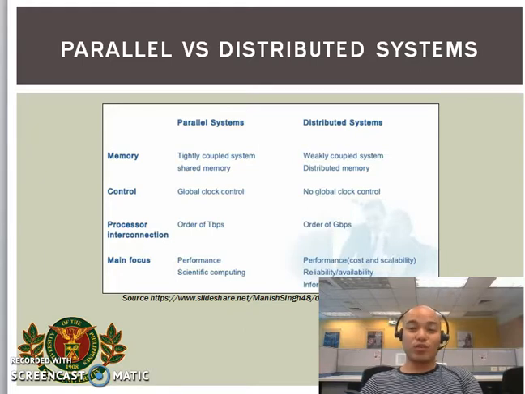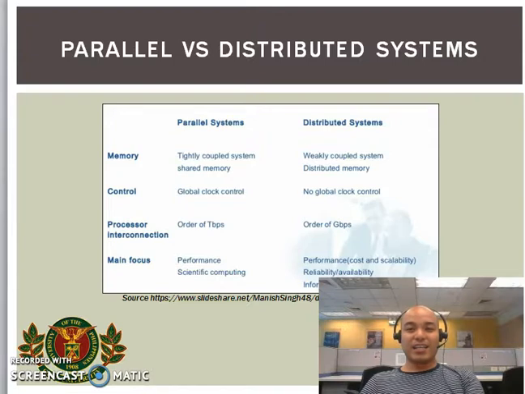So next is the control. The parallel system has synchronization or a global control clock. And the distributed system has no synchronization or global control clock. Since it is distributed, they are only connected through a network. And the next is the processor interconnection. For the parallel system, it's actually higher because of shared memory. And for the distributed system, it is lower because it is only interconnected through a network.